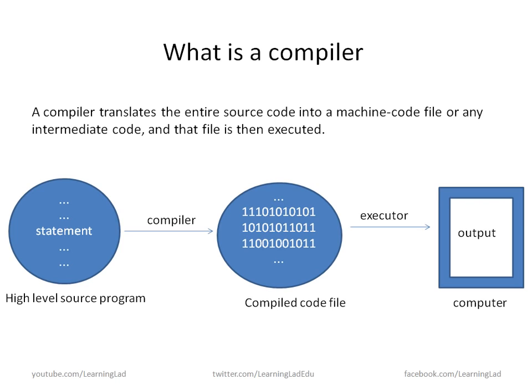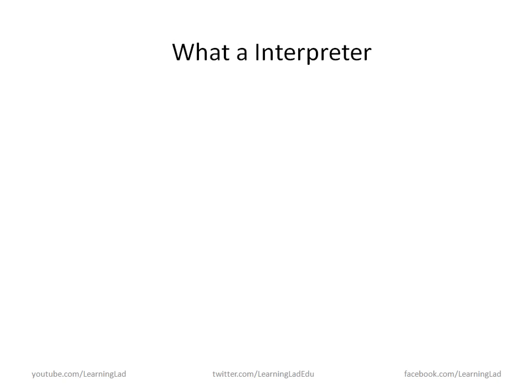The compiler reads the entire source code and converts it to machine level code or another intermediate form, and then that converted code is used along with the executor and the output is generated.